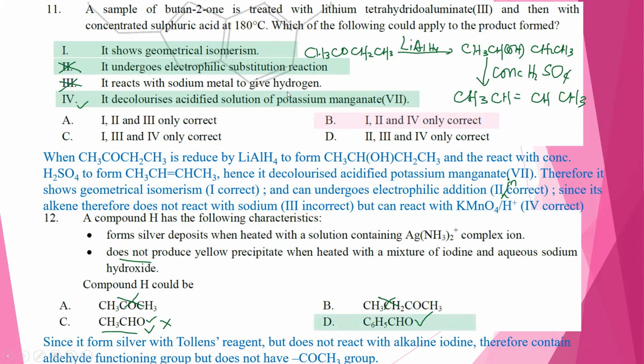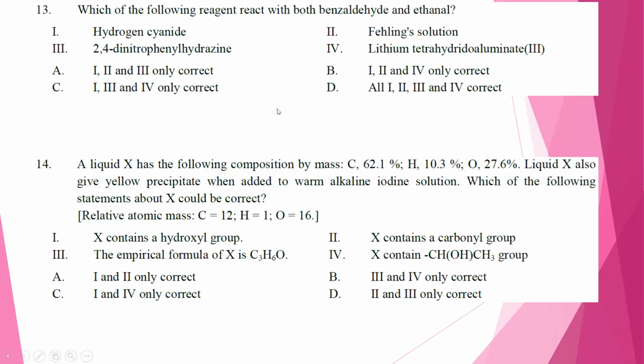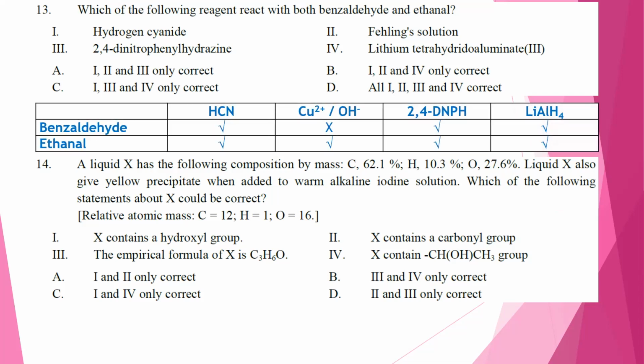Okay, so immediately we go to question number 13. Which of the following reagents reacts with both benzaldehyde and also ethanol? A, hydrogen cyanide. Can it react with hydrogen cyanide? Yes, because it undergoes this electrophilic addition.